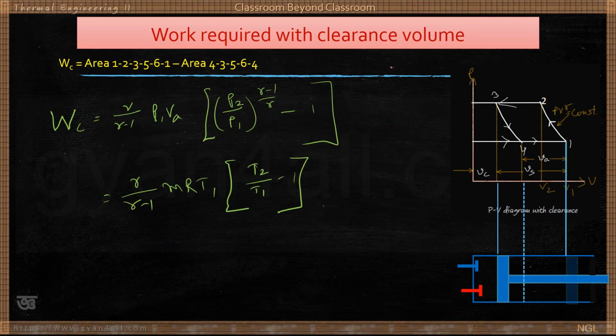I want to tell you that the law is T2 divided by T1 equal to P2 divided by P1 all to the power gamma minus 1 by gamma. This is called the isentropic law, which is deduced from the PV adiabatic law and the gas law. This is the isentropic law. That is why in the beginning we assume that the processes are isentropic, and that is why we are using the isentropic law.